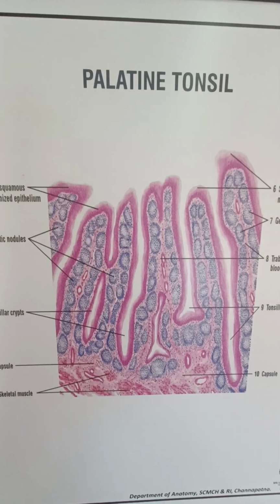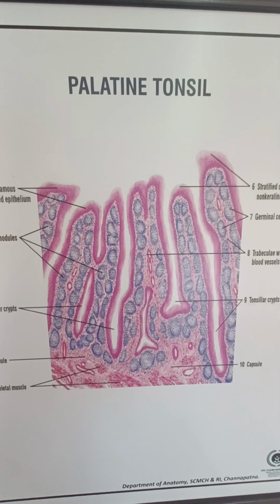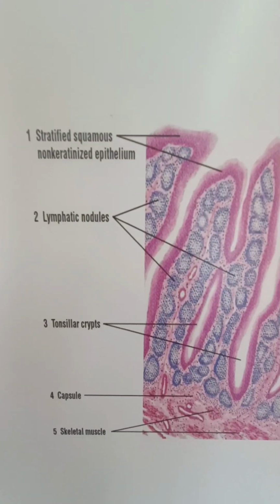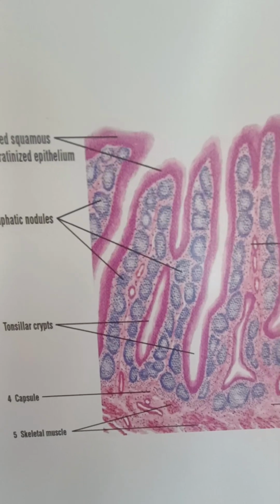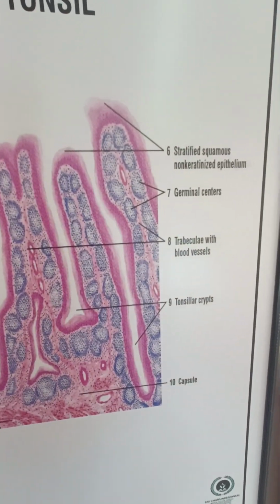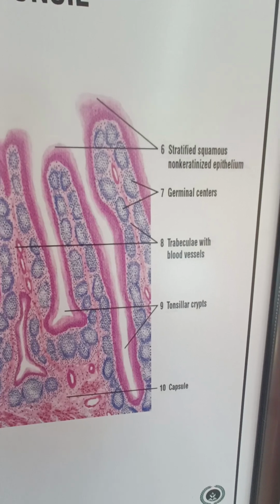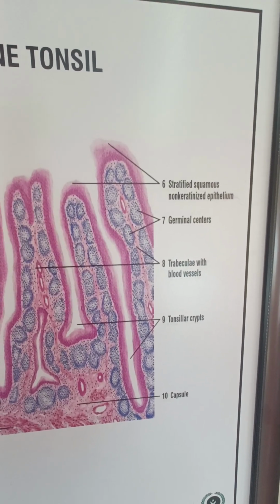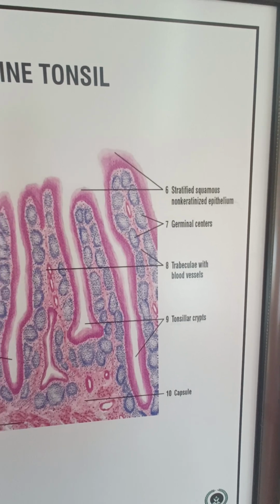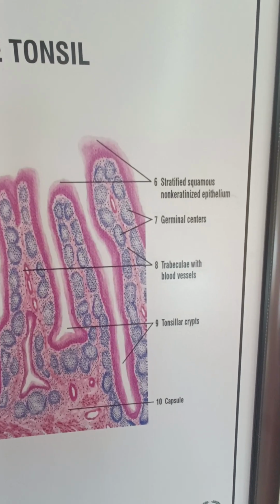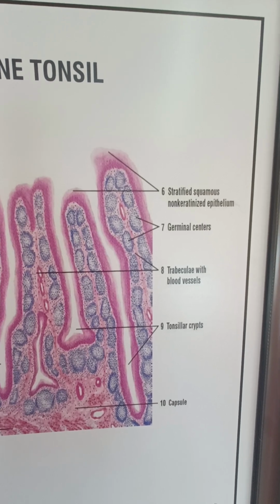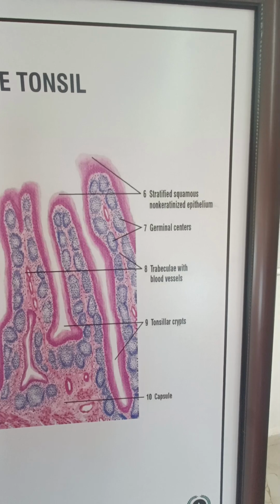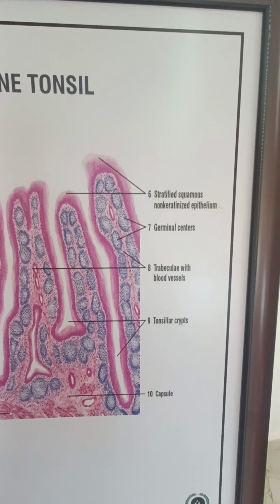You can also see aggregation of lymphoid tissue, a lot of them, and they're all supported by reticular cells. Now let me take you a little closer. They're all supported by the reticular cells, or the reticular fibers actually. That's all you can identify in the palatine tonsil. You can identify mainly the tonsil with the tonsillar crypts and the stratified squamous non-keratinized epithelium. That is very significant.